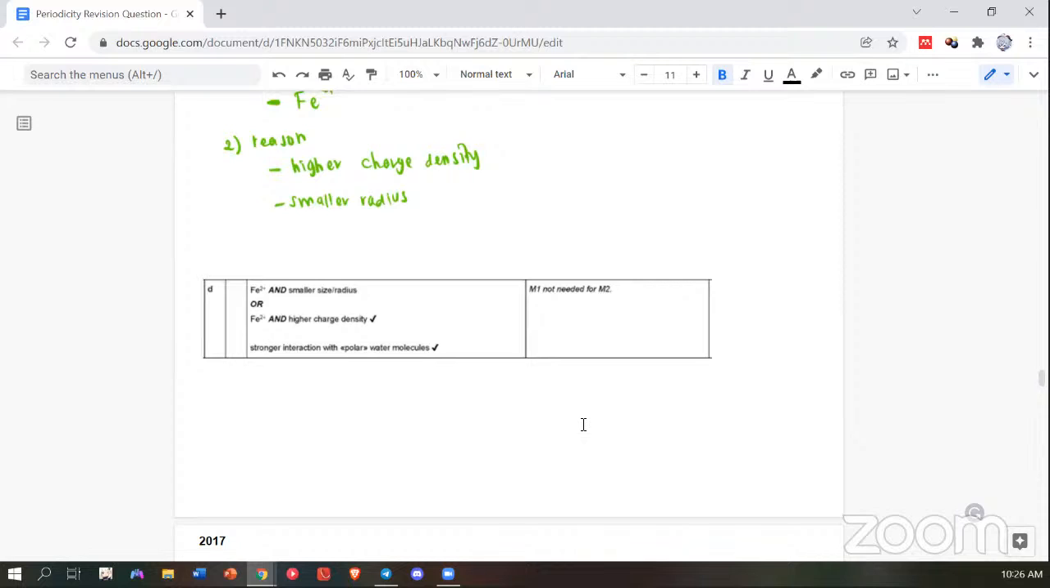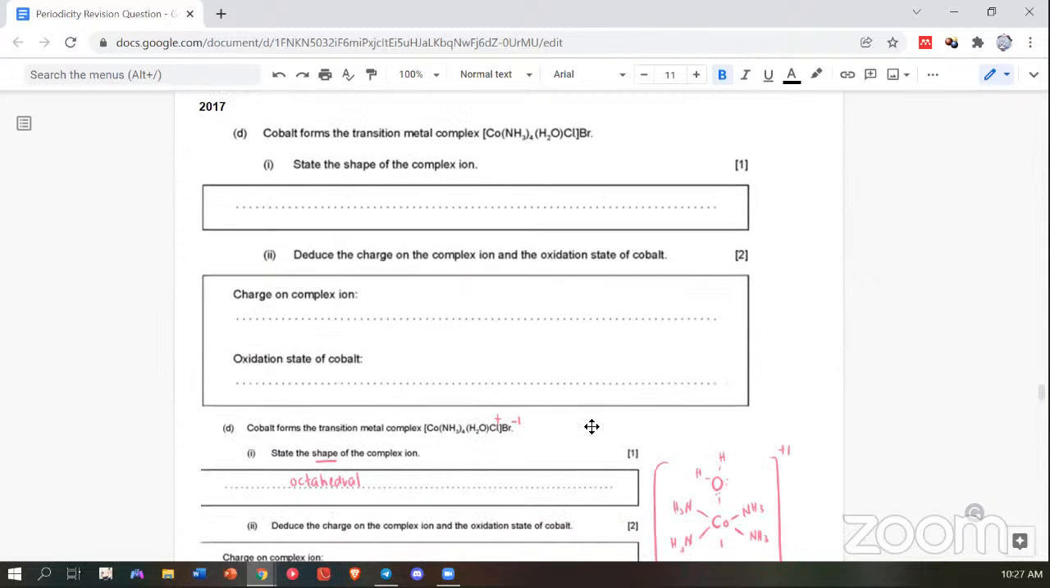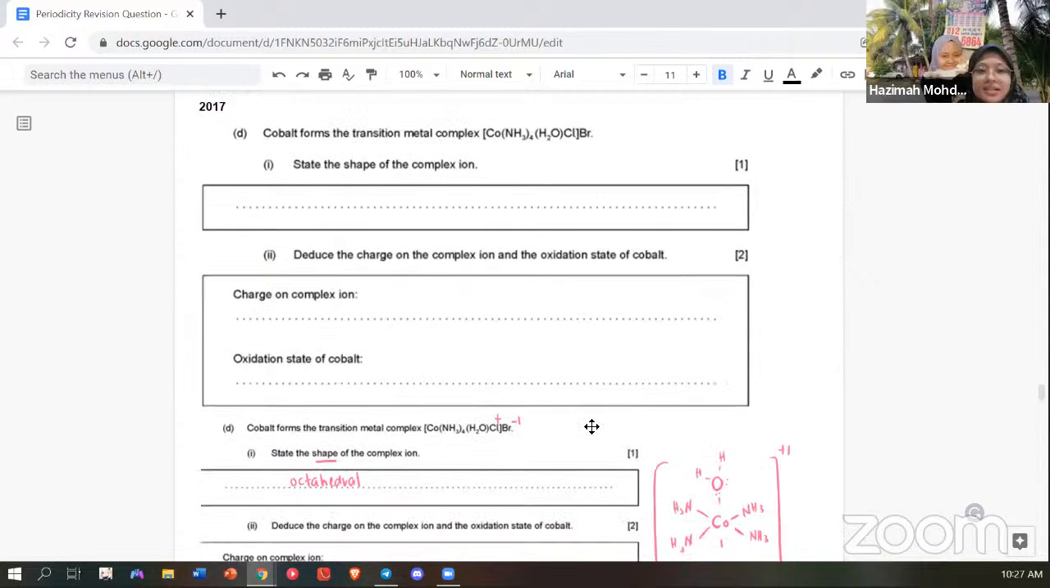Boleh Arif? I see. Boleh sir? Thank you sir. Alright, sama. Ada masa sikit lagi kan? Okay, so yang ni, kita bawa sikit lagi.